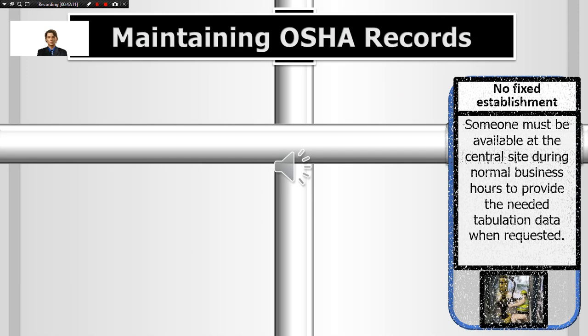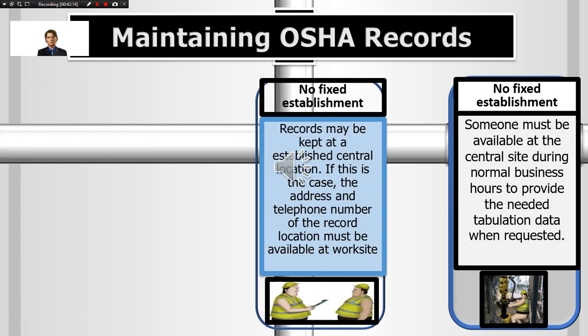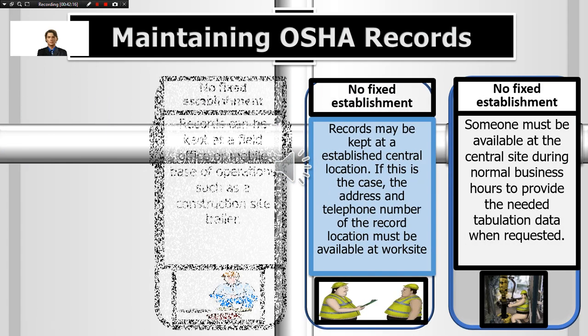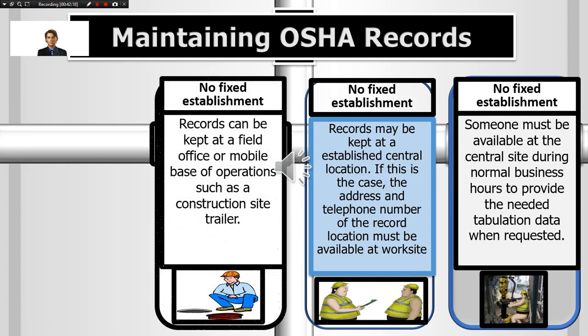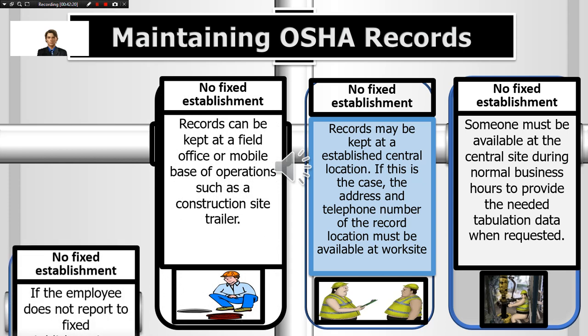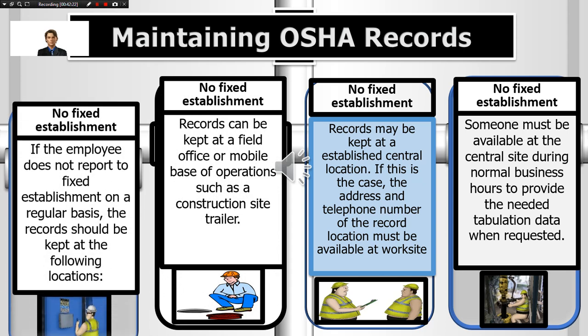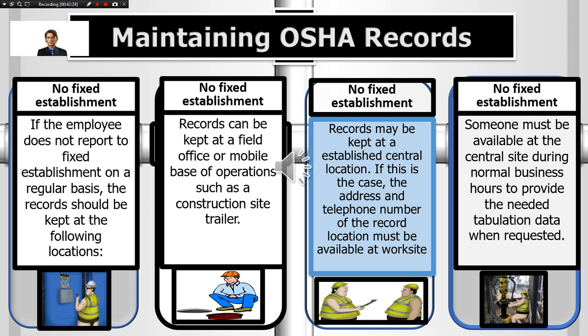If the employee does not report to a fixed establishment on a regular basis, the records should be kept at the following locations. Records can be kept at a field office or mobile base of operations such as a construction site trailer. Records may be kept at an established central location. If this is the case, the address and telephone number of the record location must be available at the work site. Someone must be available at the central site during normal business hours to provide the needed tabulation data when requested.